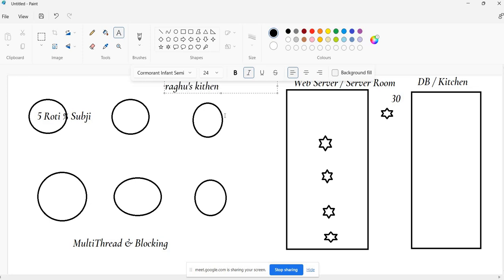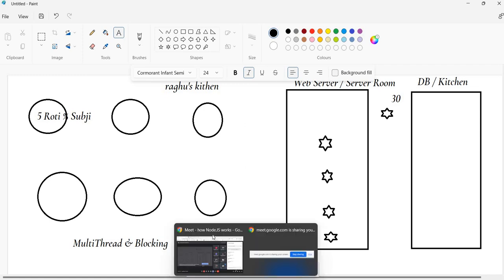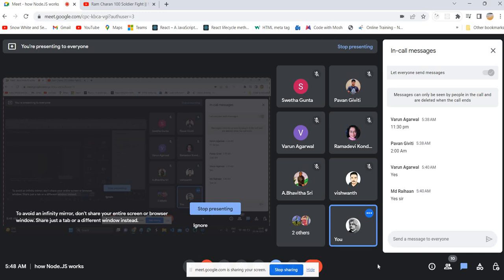Raghu's kitchen. Okay, now tell me. Any idea? Meeru okavela meek restaurant unde, meer ilanti problem face chesthe, meer em decision teeskuntaru? That's the important thing, right? We should learn. Yeah, tell me quickly.